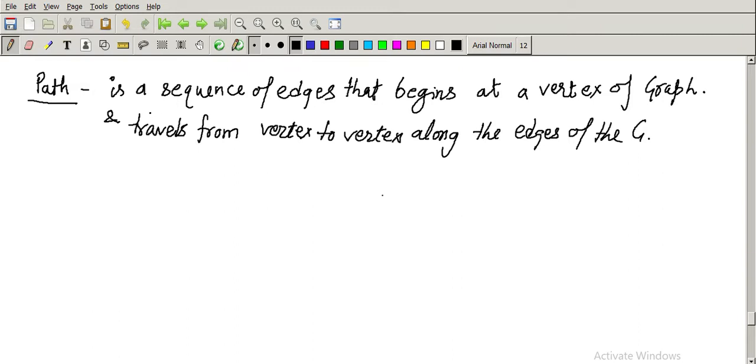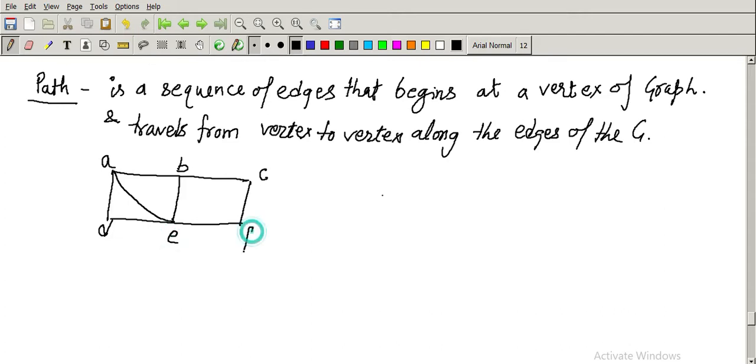Here I have an example for you. This is a graph because it has edges and vertices. This is your vertex A, this is B, this is C, this is D, this is E, and this vertex is F. B is connected to F, and D is connected to C. So this is a very simple graph.